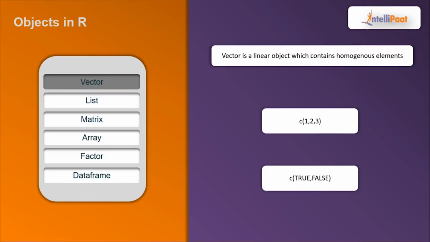So let's start off with the most basic object, which is a vector. A vector is actually a linear object which contains elements of the same type, or in other words, elements which are homogeneous. And this is the syntax to implement a vector in R. You will be using the c function, or the combine function, and passing in all of the elements. Over here, I am using the c function to pass in 3 elements, which are the numbers 1, 2, and 3. And similarly over here, I am creating another vector where I am passing in 2 elements, which are TRUE and FALSE. So let's go to RStudio and create some vectors.